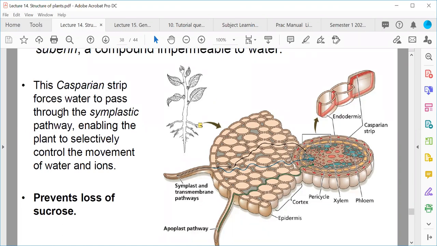So that layer of suberin surrounding the endodermis, which by the way is called the Casparian strip, forces water to pass through the symplastic pathway, and this enables the plant to control the movement of water and ions, because it needs to keep water and ions moving towards the vascular cylinder. It prevents the backward flow or loss of ions from the vascular tissue, and it also prevents the loss of sucrose from the vascular tissue back into the cortex of the roots. All right, so a very important cell layer, the endodermis and its Casparian strip.